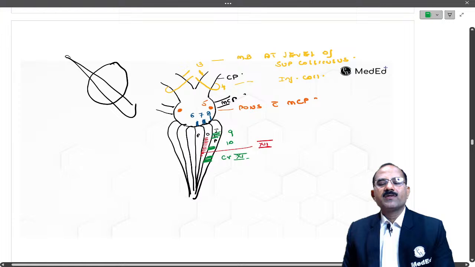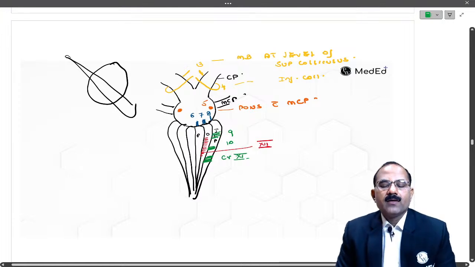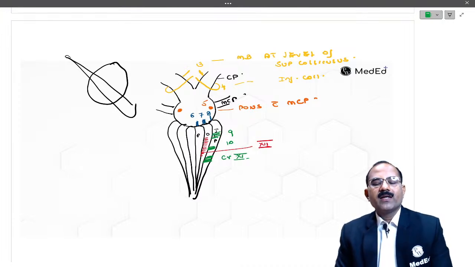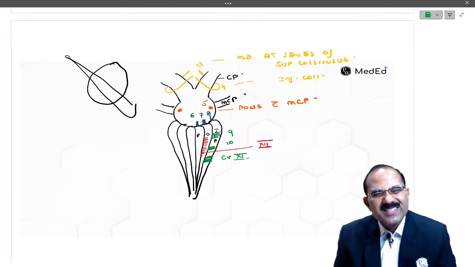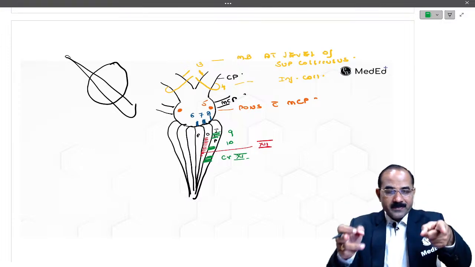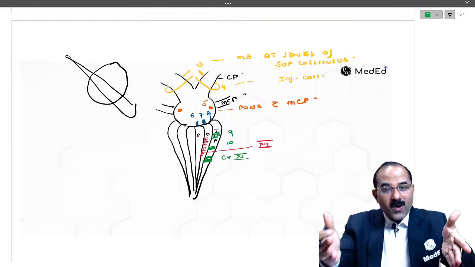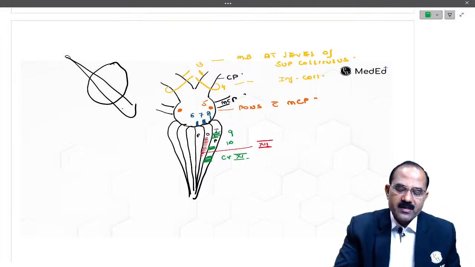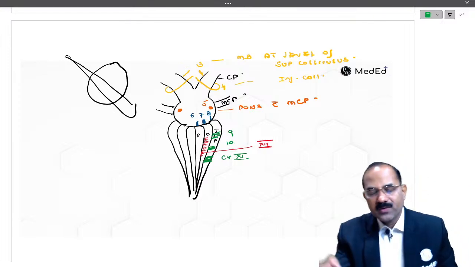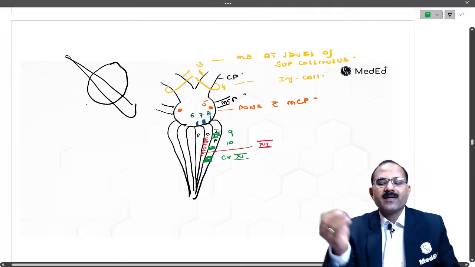What is this that I've drawn? Yes, very good, Soham. Very nice, excellent. Very good, Snehajit. So the third, fourth, and sixth nerves are supposed to go to the orbit. And from the skull, if you have to go to the orbit, there's only one way: the superior orbital fissure, which is divided into three parts by the common tendinous ring.